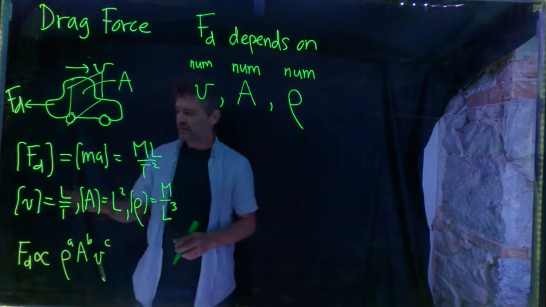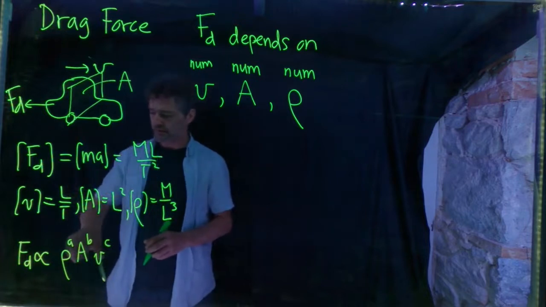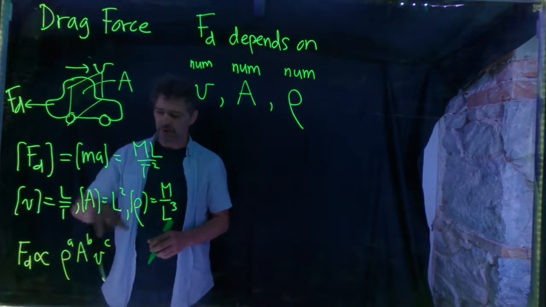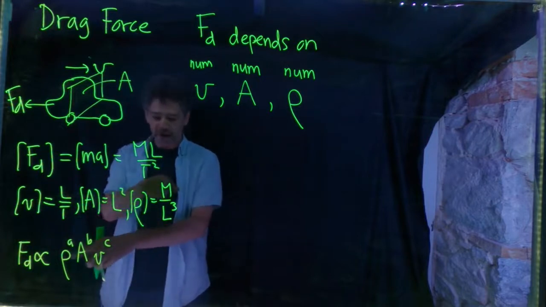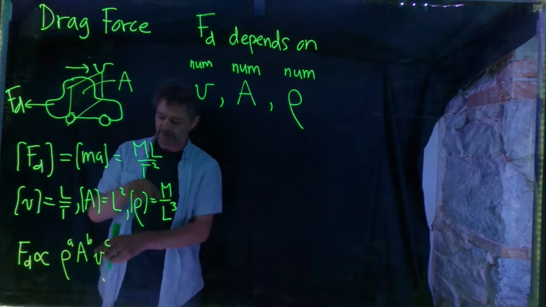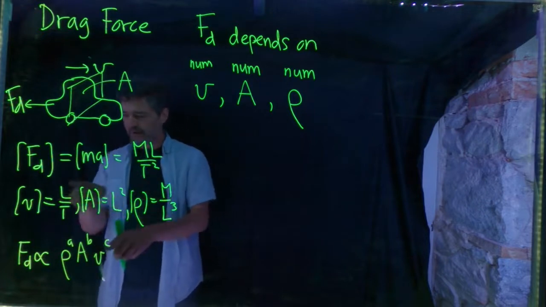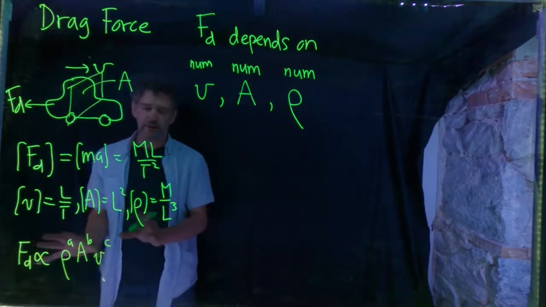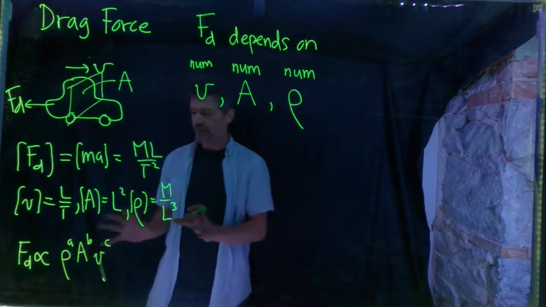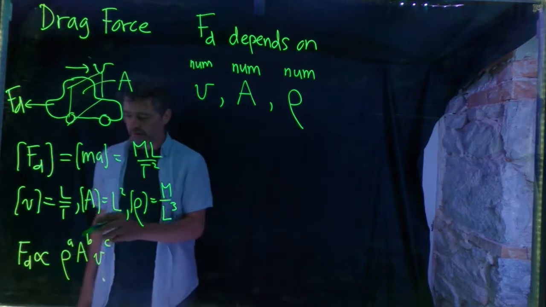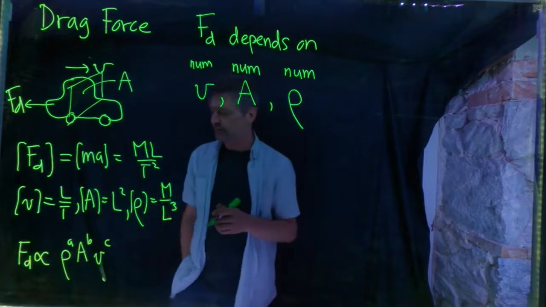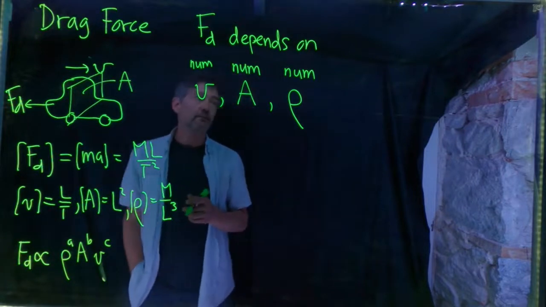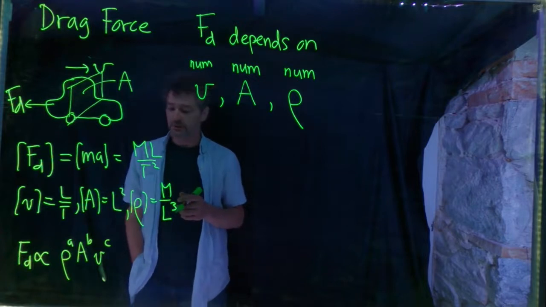Okay, and then you just plug in these dimensions: mass over length cubed to the power of A, length squared to the power of B, and length over time to the power of C, and then you get three equations in three unknowns for the unknown coefficients A, B, and C. So I'll leave that as an exercise for you to do. But you can also just do this sort of just by thinking about it.